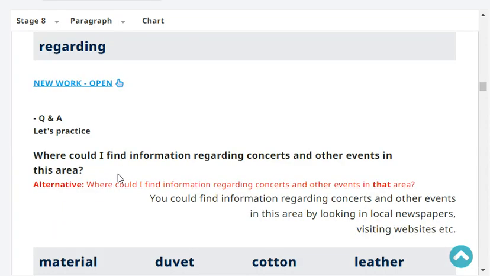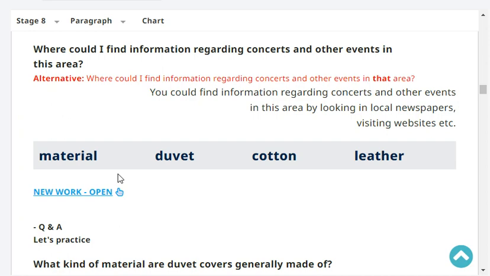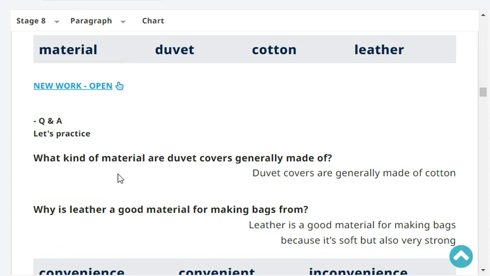Where could I find information regarding concerts and other events in your area? You can find information regarding concerts and other events in my area by looking in local newspapers, visiting websites, etc. Very good.